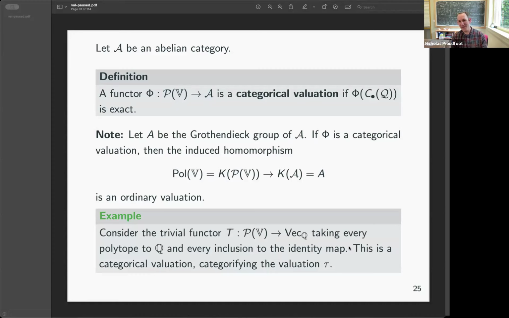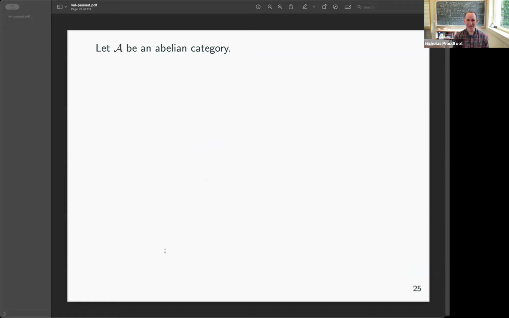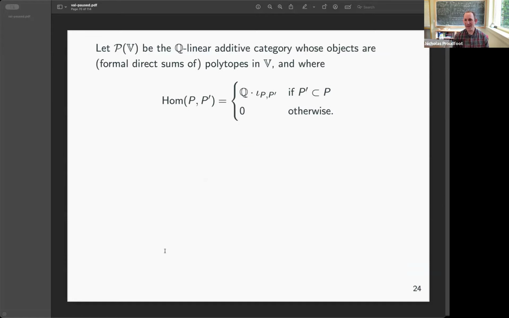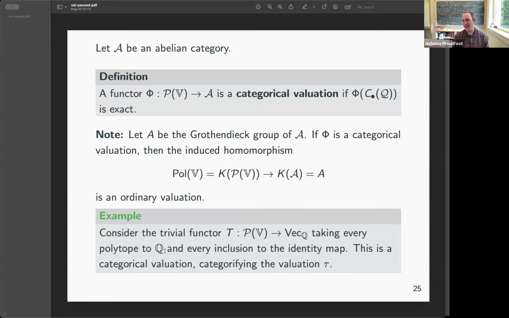And the example, we've sort of already done the main example, or the first example I want to talk about. It's the trivial functor that takes every polytope to the vector space Q and every inclusion of polytopes to the identity map from Q to Q. This is a categorical valuation. It categorifies the trivial valuation. And that's exactly this observation about that sequence being exact.